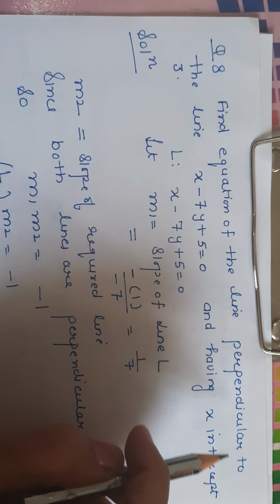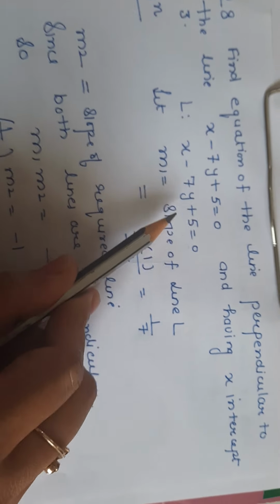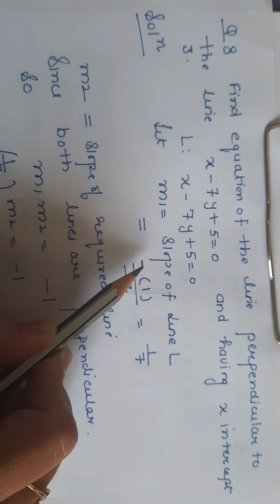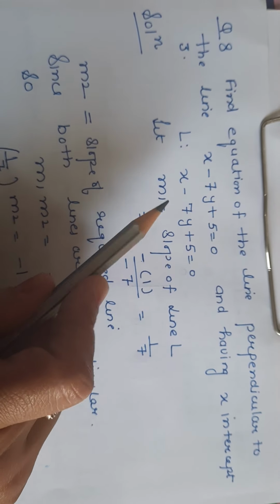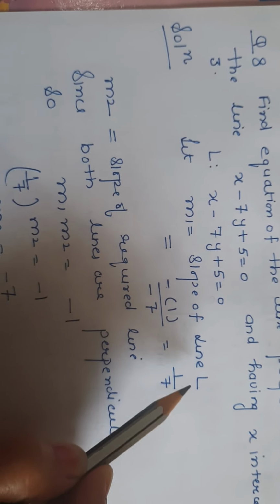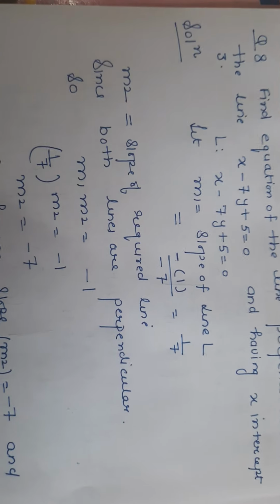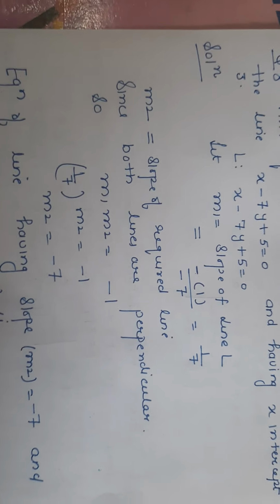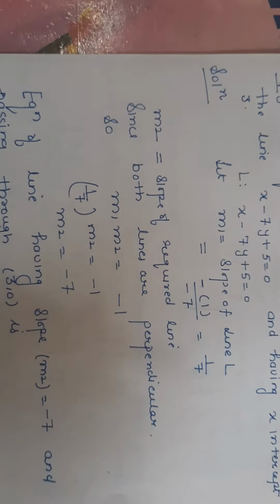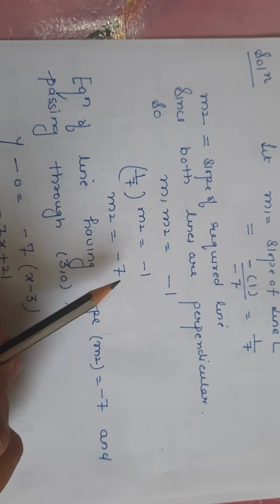Find the equation of the line perpendicular to this line and having x-intercept 3. Now this is the given line. Let m1 be the slope of this line. Now the slope is negative of the coefficient of x, that is 1, divided by the coefficient of y, that is minus 7, which is 1 by 7. Let m2 be the slope of the required line. Since both lines are perpendicular, the product of their slopes will be equal to minus 1. So m1 into m2 is equal to minus 1. From here m2 is minus 7.